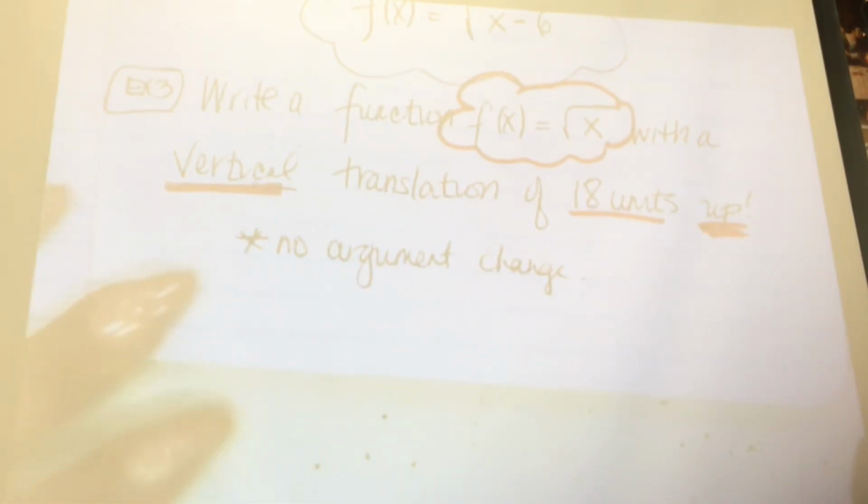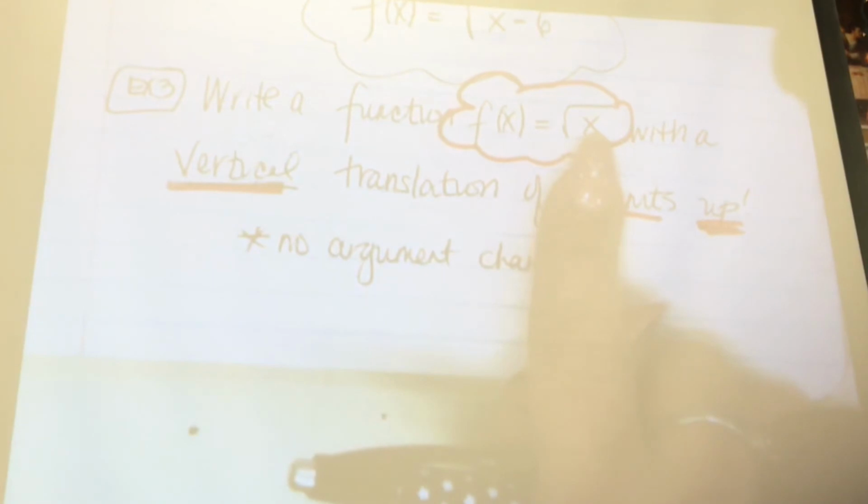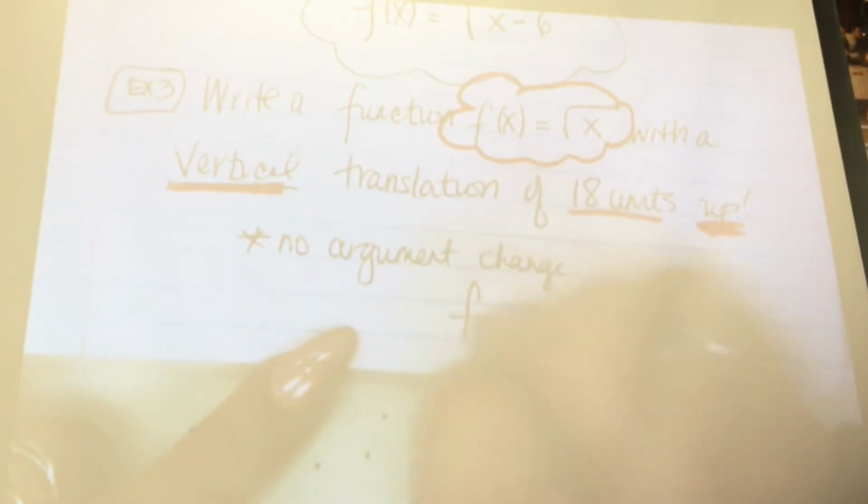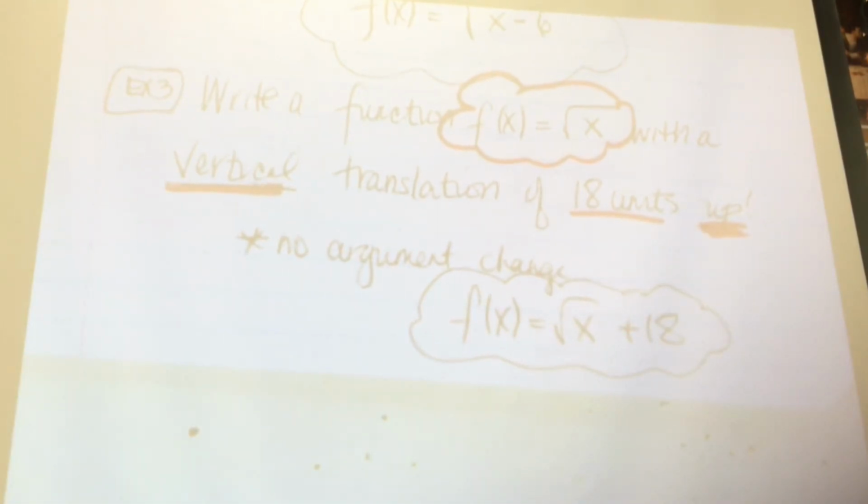Good old mama. So this time, the vertical is even easier because you literally copy the function, whatever they give you, and then you add the 18. So watch how easy this is. F of x is equal to the square root of x and then plus 18 on the outside. All right. Who can tell me why it's a plus and not a minus? Don't yell it out. More than 5 of you can tell me why that says plus 18 and not minus 18.